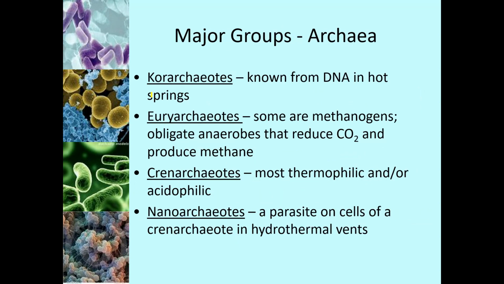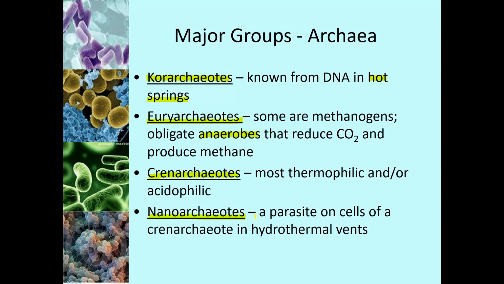All right, and here we have 4 major groups of archaeans. How they even discover some of these, I have no idea. But you have your korarchaeotes. They live in hot springs, so they're one of your thermophiles. Euryarchaeotes are going to be some that are anaerobic. They don't use oxygen. They actually reduce CO2 and produce methane, which is where they get the word methanogens. You have crenarchaeotes. A lot of these live in extreme temperature or extreme pH.